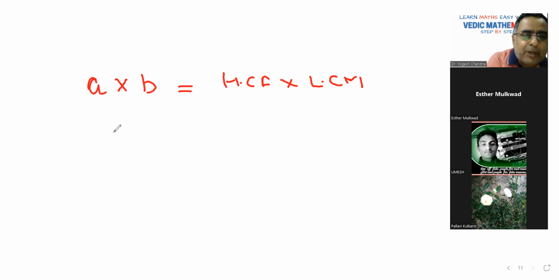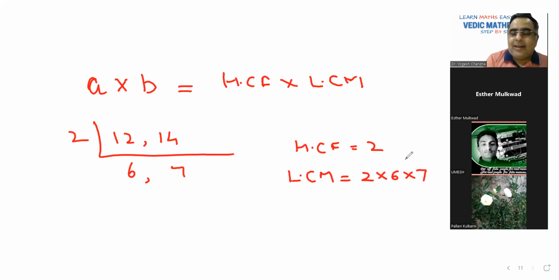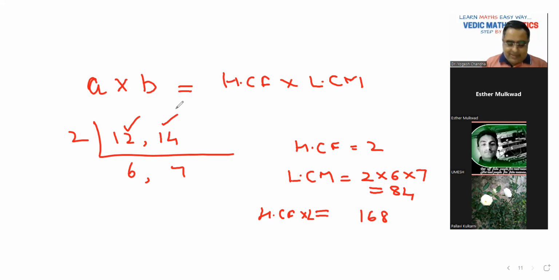This must always hold. Take any case so far. You did 12 and 14 first: 2, 6, 7. So we said HCF is equal to 2 and LCM we found as 2 into 6 into 7, which is 84. Then HCF into LCM is 168. And 12 into 14 is also 168. So always remember this.